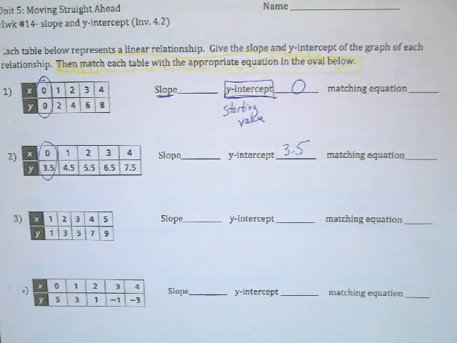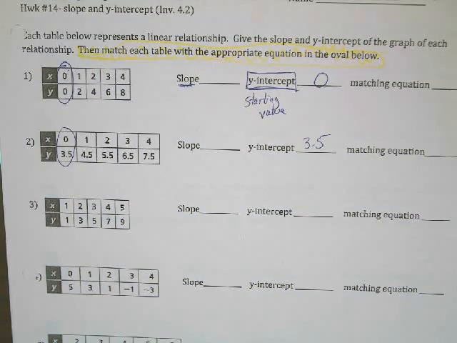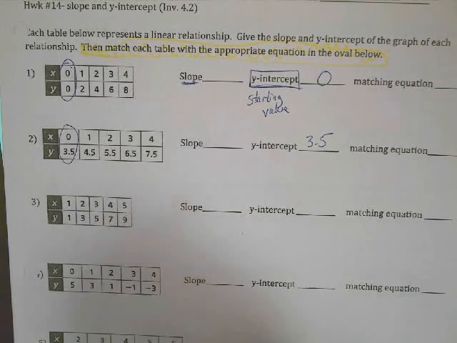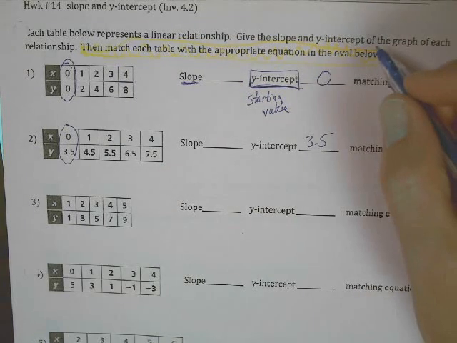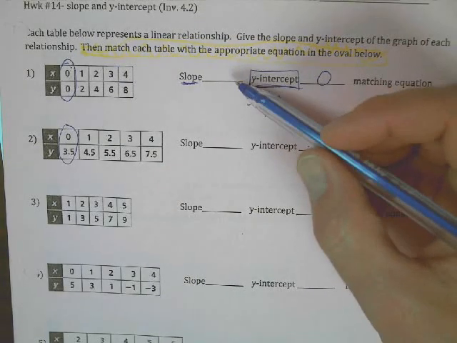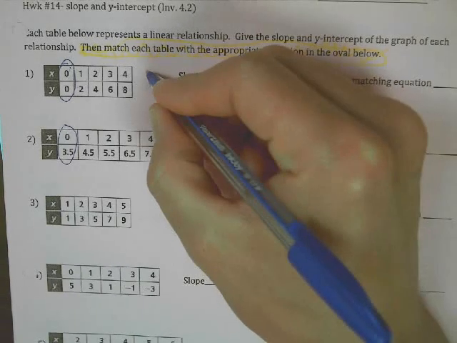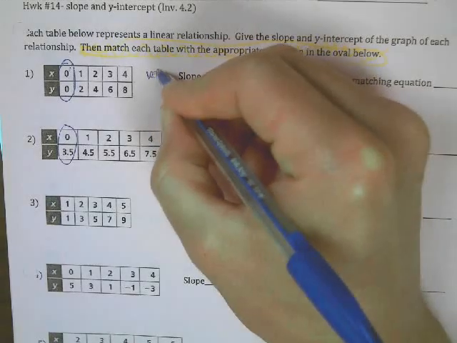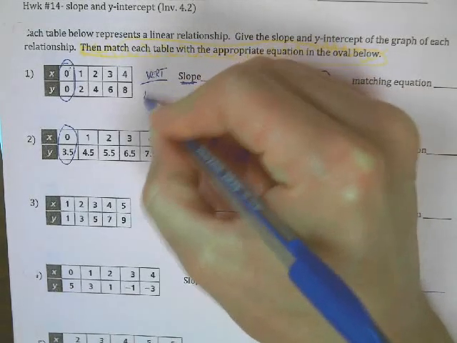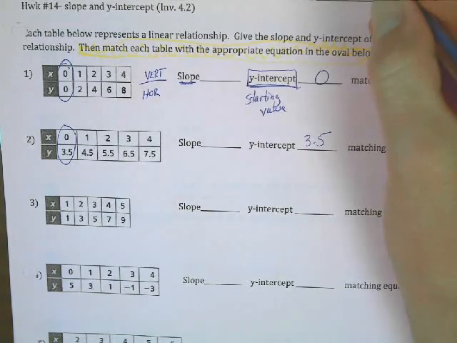And then for number 3, we've actually got to do a little bit of work here to find that. So we'll come back to number 3 in just a bit. The next thing that we're going to do is look at the slope. So how is the y changing compared to how the x is changing? So we always, in our notes today, we said vertical change over horizontal change.